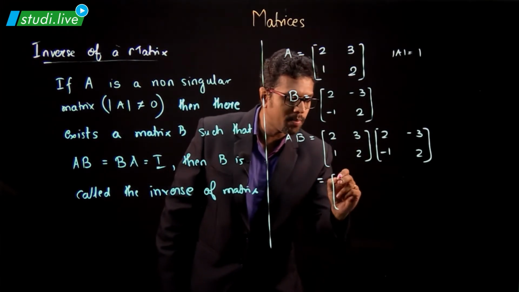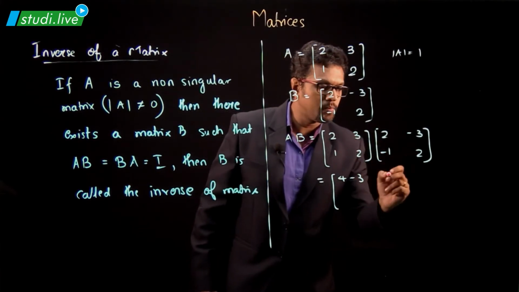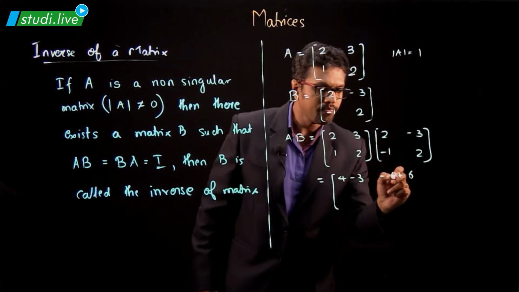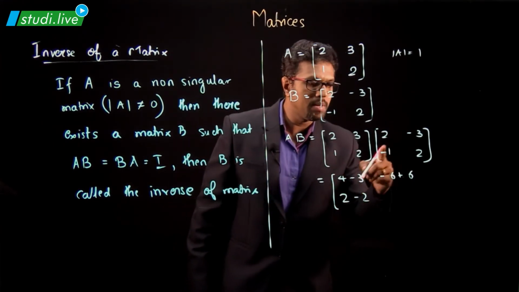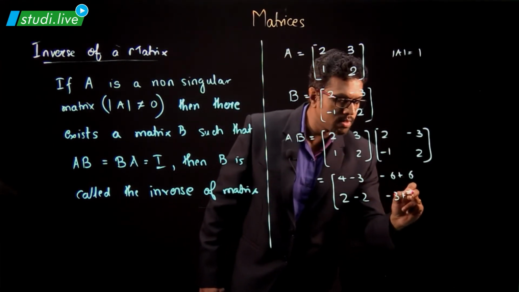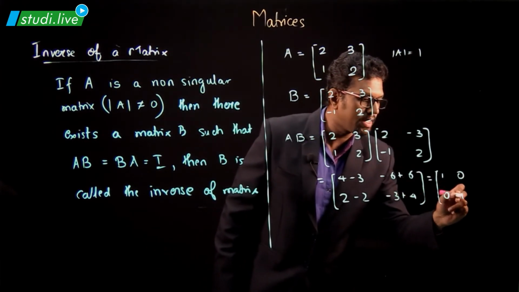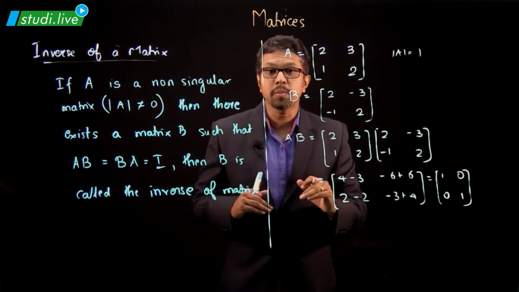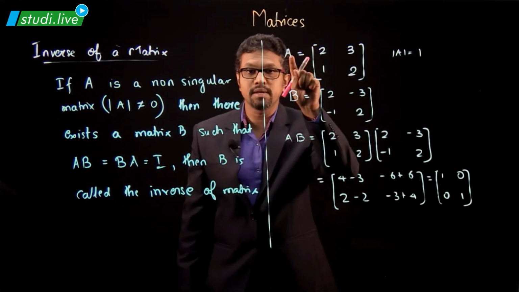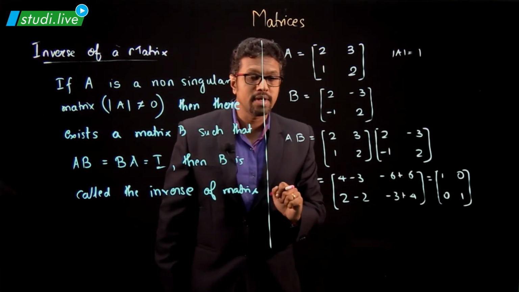This will be 4 minus 3 and this will be minus 6 plus 6. This will be 2 minus 2 and this will be minus 3 plus 4. What is this? This is 1, 0, 0, 1. What does that mean? A and B are inverse matrix for each other. B is the inverse of matrix A and A is the inverse of matrix B.